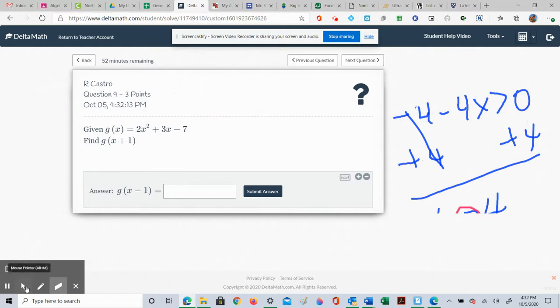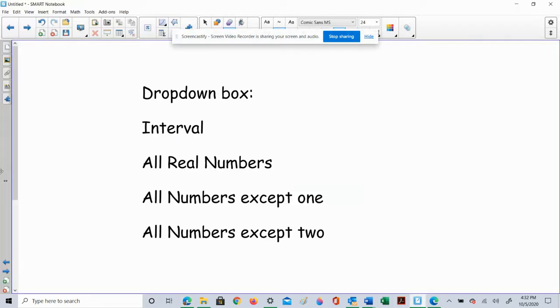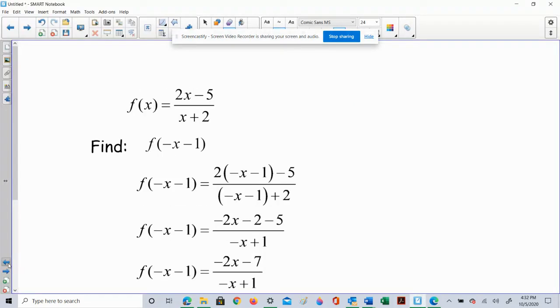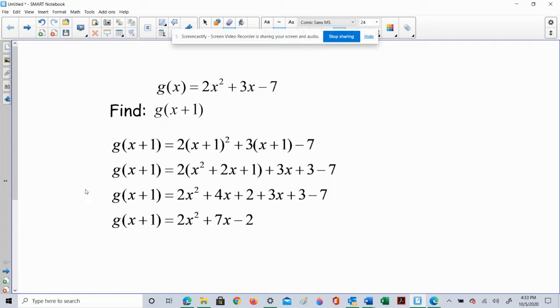So I have this on another page. g of x, I need to find g of x minus 1. I'm just going to show you how to put those in. All right, and that will be this one. This is the same problem. I did it on the smartboard, so I can show you right here how it goes. g of x plus 1, wherever we see x, we replace it with x plus 1.